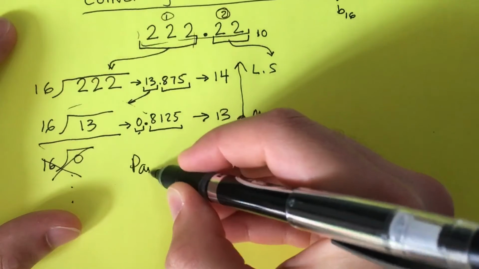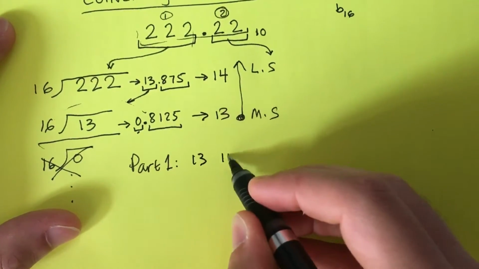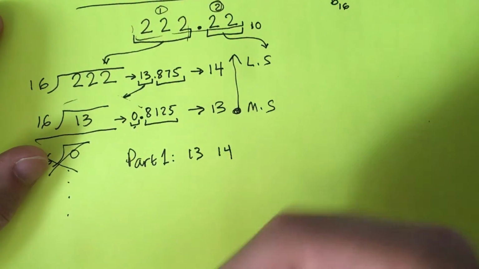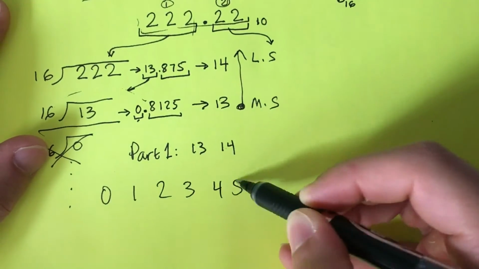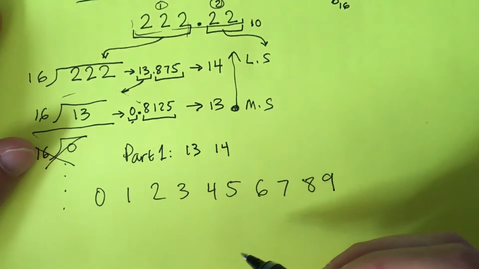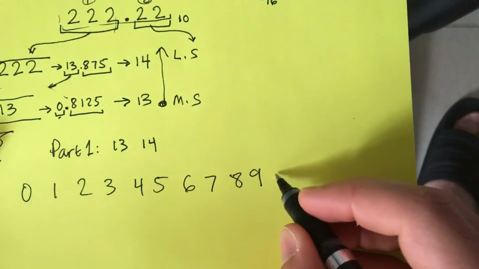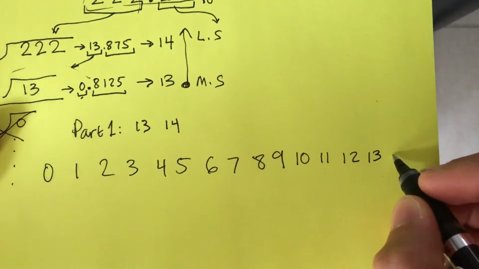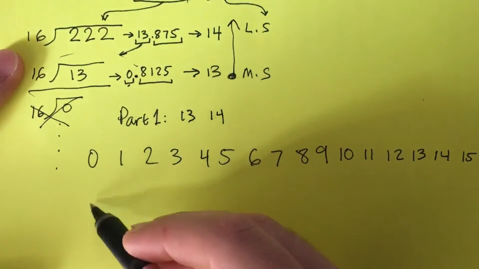So for part 1, so far we have 13 and then 14. But this looks a little weird, right? In hexadecimal form, we go beyond 9, because we start 0, 1, 2, 3, 4, 5, 6, 7, 8, 9. But in hexadecimal, you have 16 digits, starting from 0, you go all the way up to 15. So we have 10, 11, 12, 13, 14, and then 15. So these are in hexadecimal.